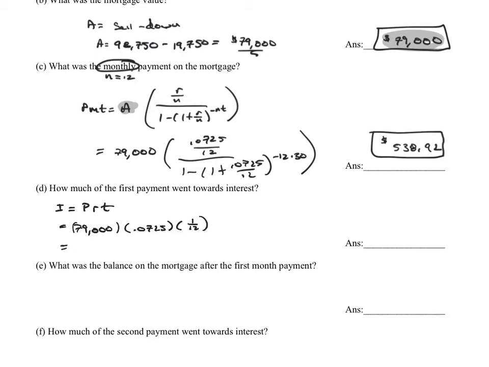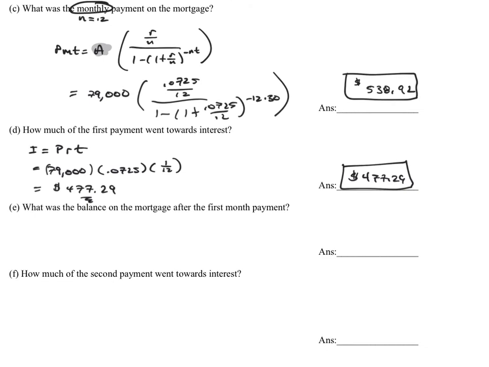Go ahead and calculate it yourself. See what you get. Round to the nearest cent. I'm getting $477.29. So let's think about that. How much money of that first payment went towards interest? $477.29 of that $538 payment went towards interest.